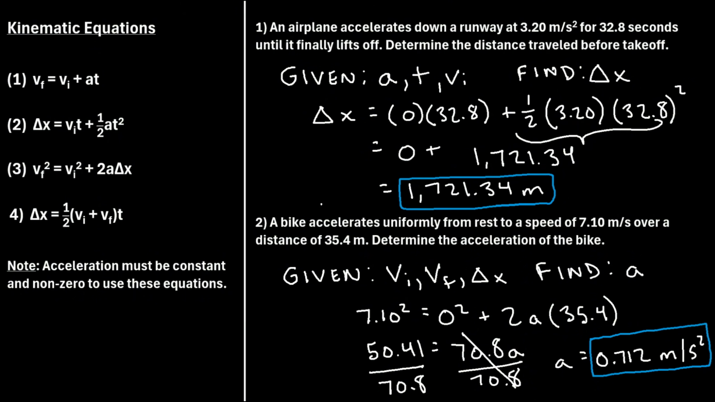So those were just a couple quick examples of how to use kinematic equations to solve problems involving motion. Just keep in mind that when you're trying to solve these problems, always write down what variables you're given and what variables you want to find. And then you can just look through these four kinematic equations and determine which equation contains all of those variables.